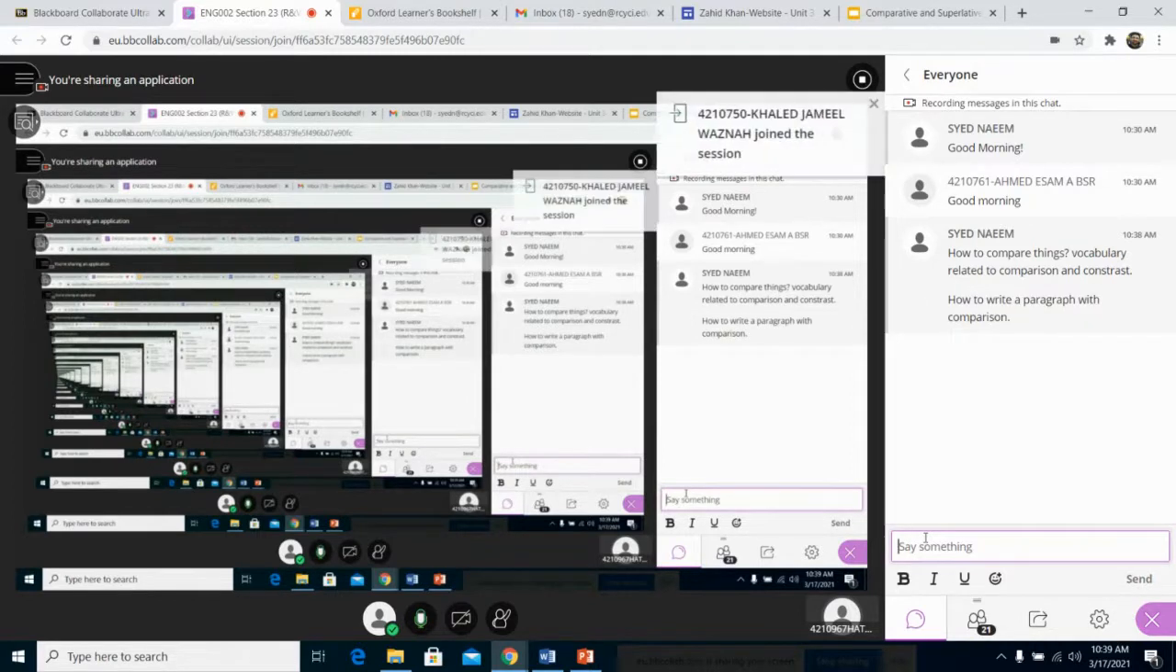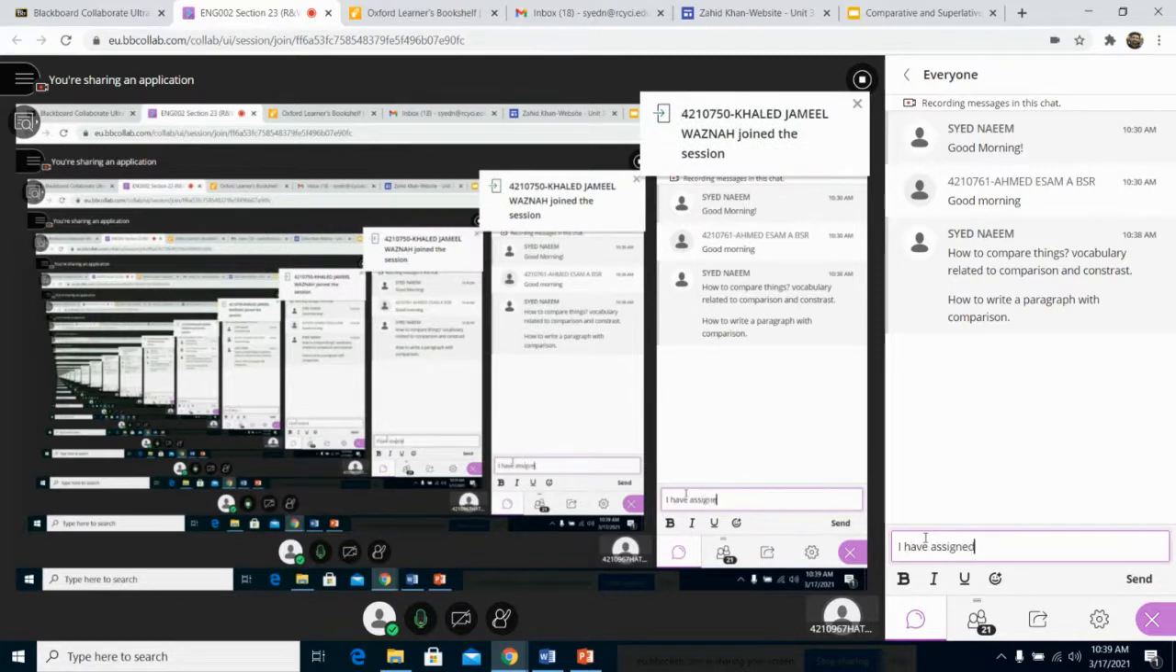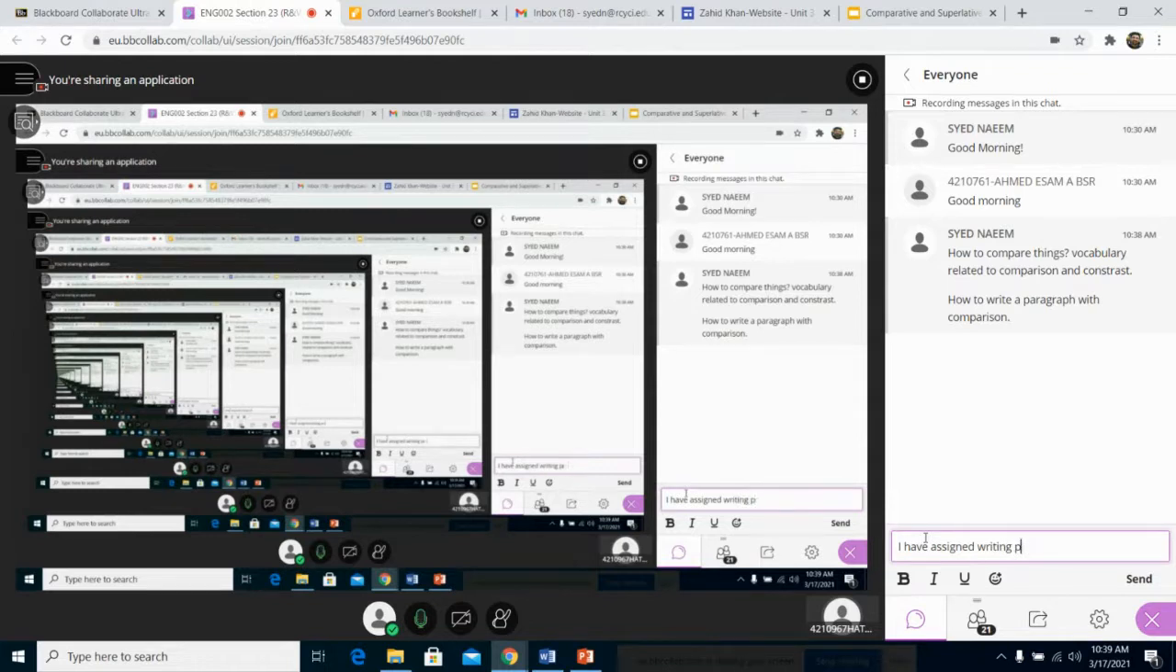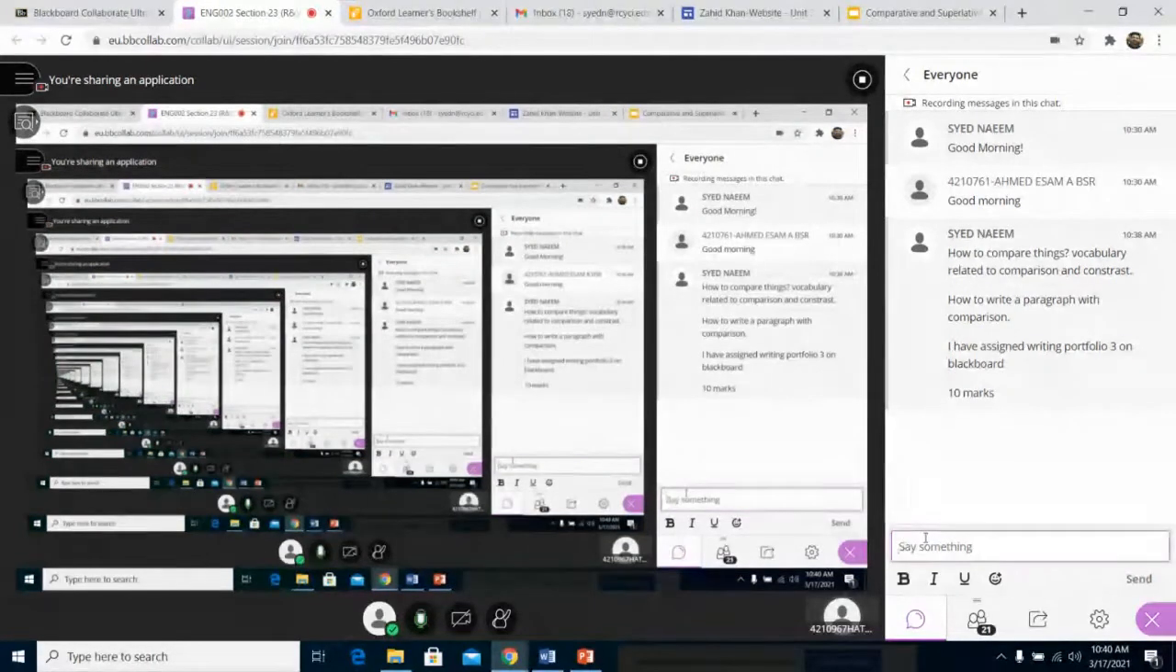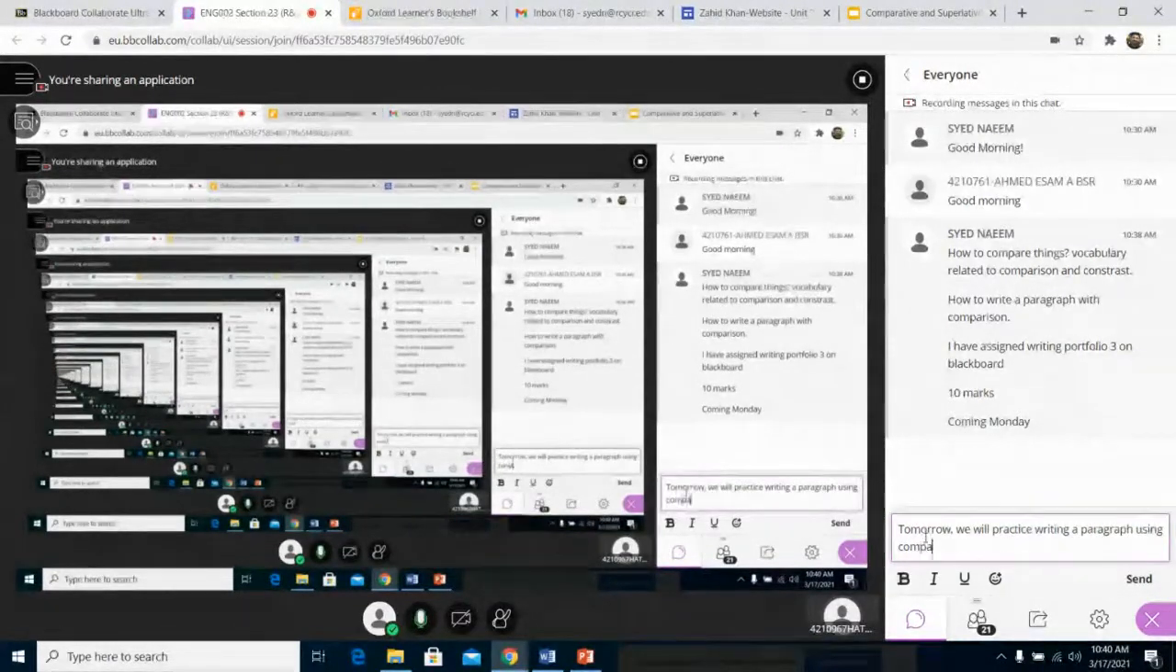For the purpose of writing a paragraph, I have assigned writing portfolio 3 on Blackboard. You can check in your assessment section. This writing portfolio will carry 10 marks, and it will be due on coming Monday. Tomorrow we will practice writing a comparative paragraph using comparison and contrast.